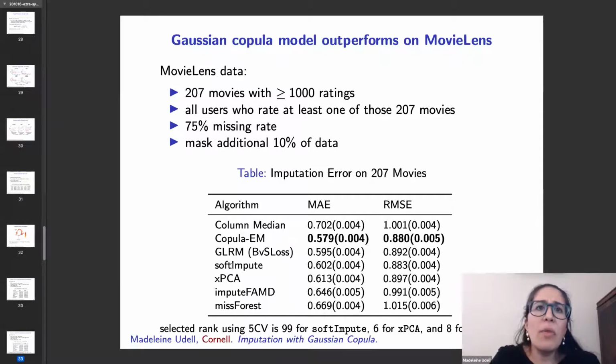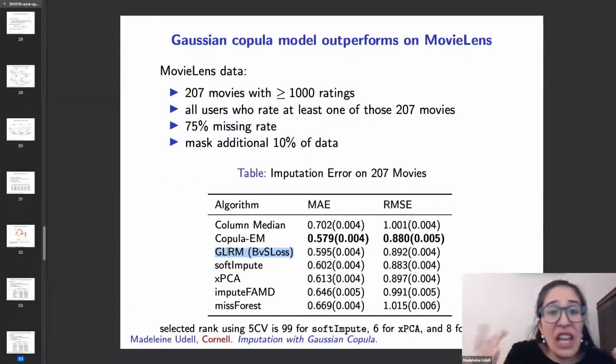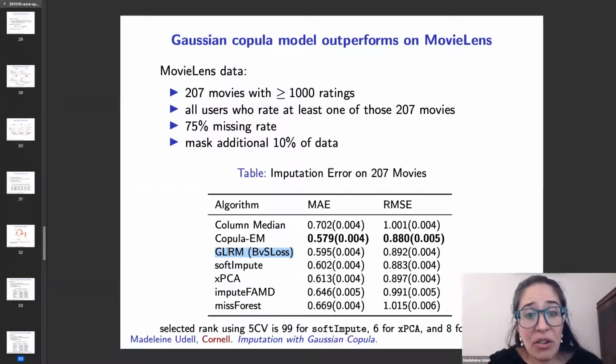Okay, so we found that the best rank was 99 for soft impute, it was 6 for XPCA, and it was 8 for generalized low rank models using the bigger versus smaller loss. Okay, so it makes you a little bit nervous about attributing the property of rank to this data set. Right? I'd say maybe low rank is a useful tool for not overfitting here, but I don't think it's a fundamental property of the data.